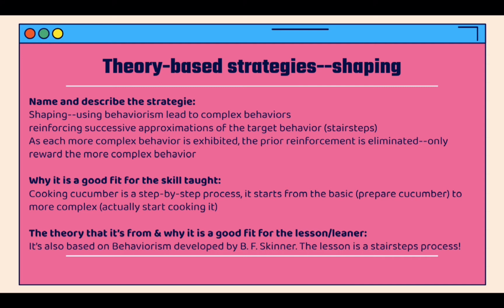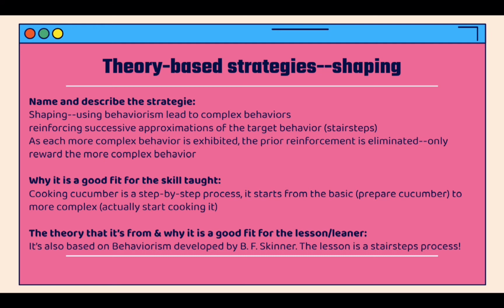It is how we use behaviorism to lead to more complex behaviors. It basically means reinforcing the successive approximations of the target behavior. As each more complex behavior is exhibited, the prior reinforcement is eliminated. We only reward the more complex behavior.